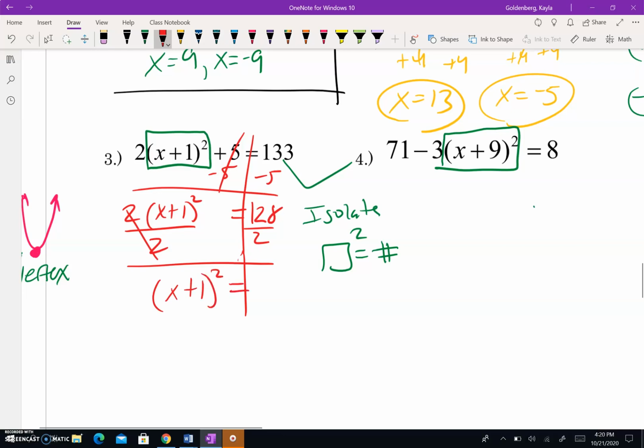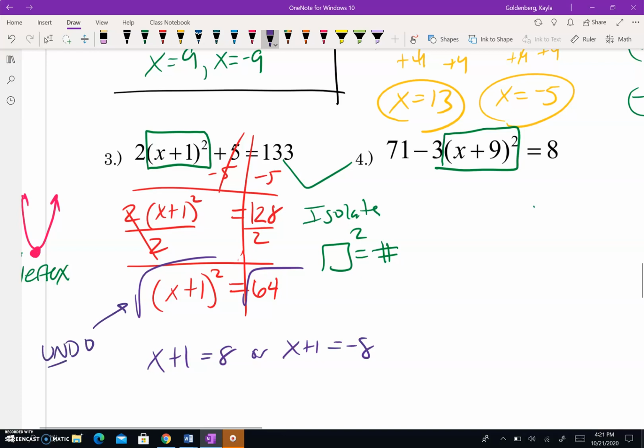So now I've got 128 cut in half. That's 64. And then from here, I can use my definition of the square root and square root both sides and say that x plus 1 is either equal to 8 or x plus 1 is equal to negative 8. Remember on this side, they're undoing each other. If you square something and then square root it, you're back to where you started. And then from here, you're going to subtract 1 on both sides, and x is 7 or negative 9.